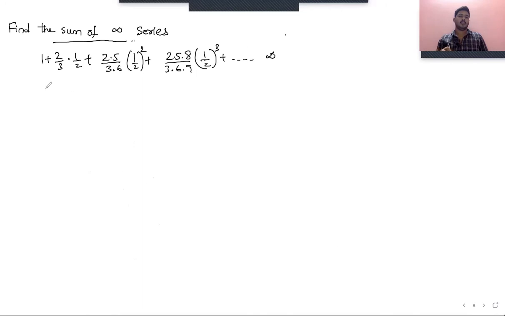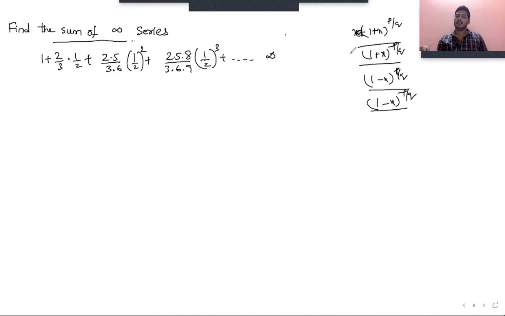So what you need to do is, like I told you, write all the 4 cases, right? Like 1 plus x whole power p by q, 1 plus x whole power minus p by q, 1 minus x whole power p by q, and 1 minus x whole power minus p by q. So if you know how to differentiate each of these, you can easily solve these questions. Otherwise you can make silly mistakes in this model, right?